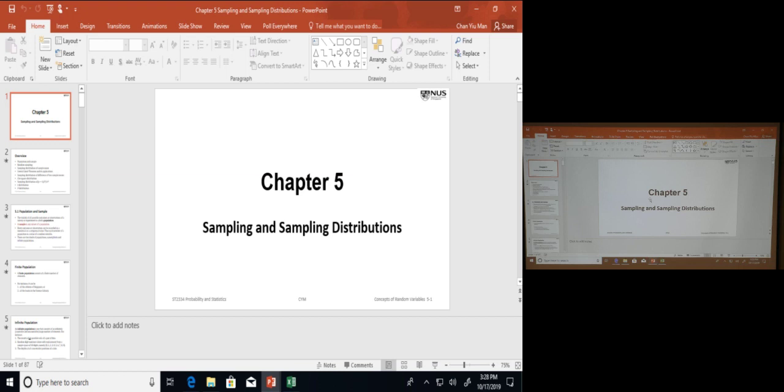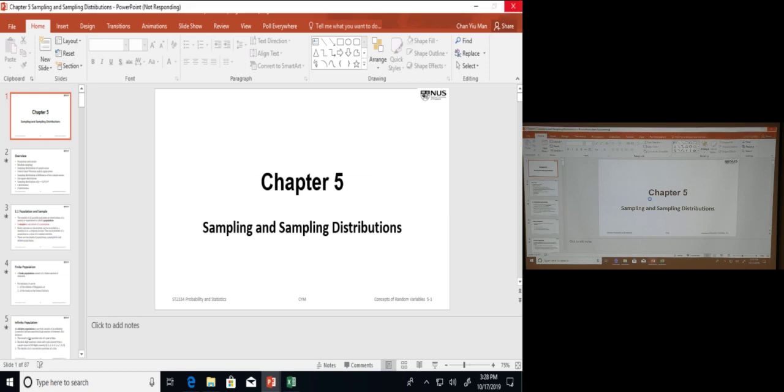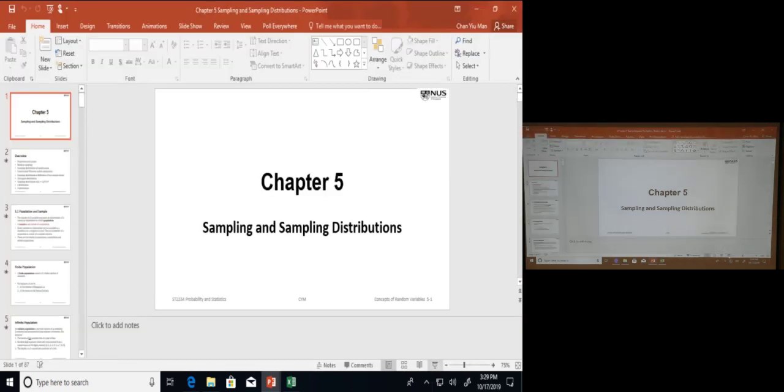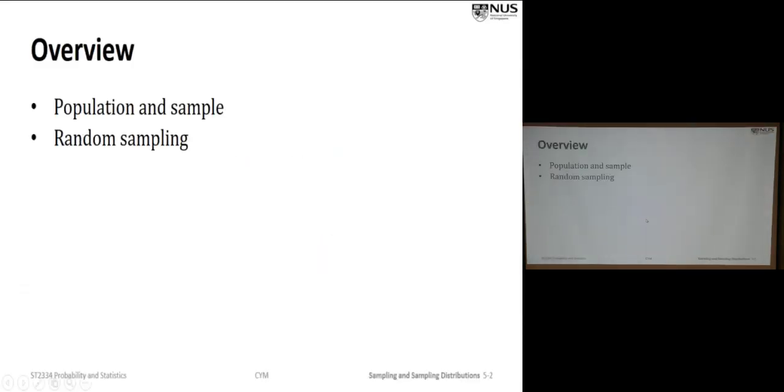So the idea is that first of all, how to take a random sample from a population and try to describe the population, and how to describe the sample. So we can talk about population and sample.